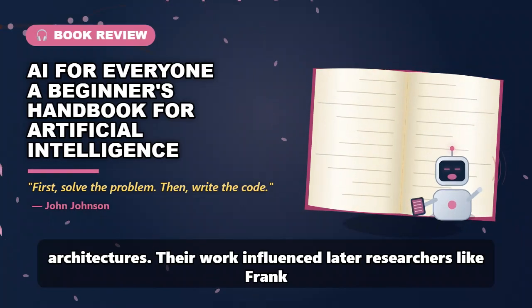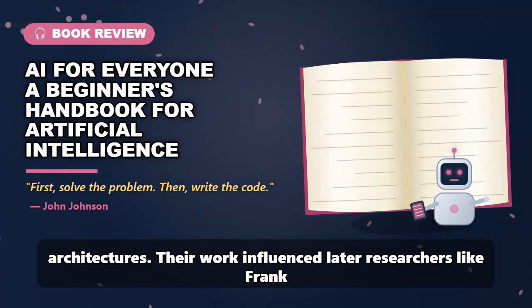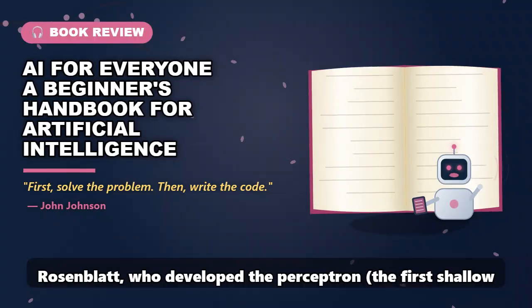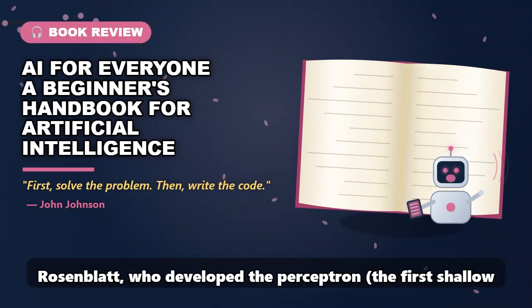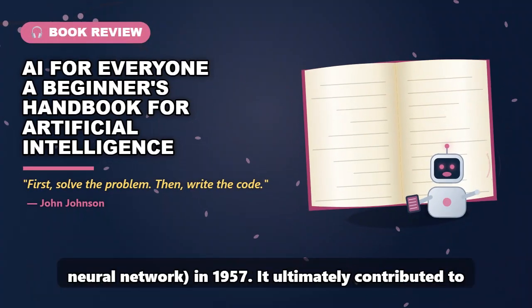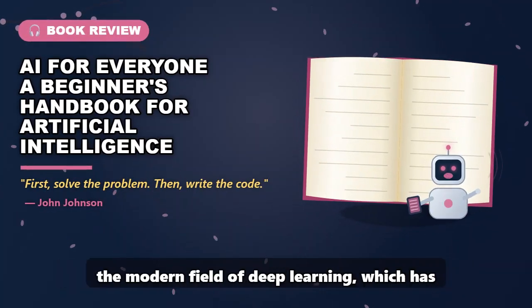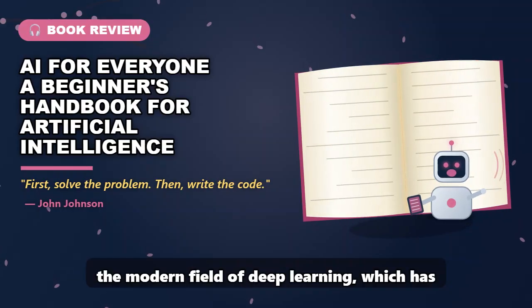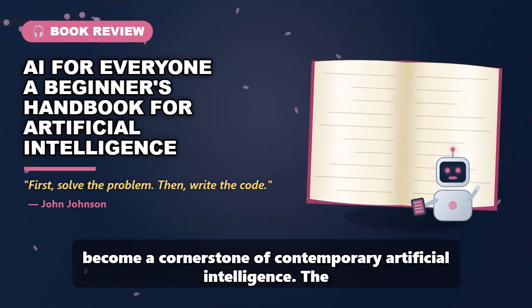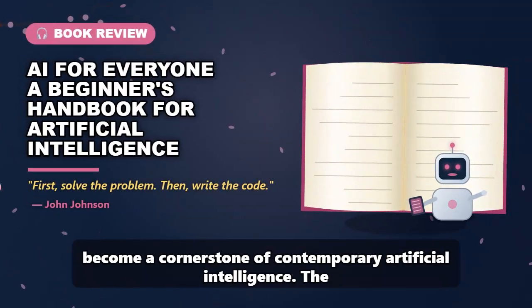Their work influenced later researchers like Frank Rosenblatt, who developed the perceptron, the first shallow neural network, in 1957. It ultimately contributed to the modern field of deep learning, which has become a cornerstone of contemporary artificial intelligence.